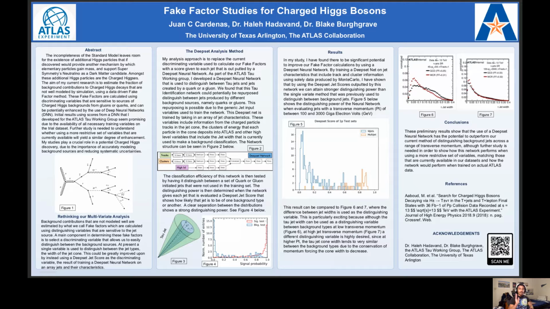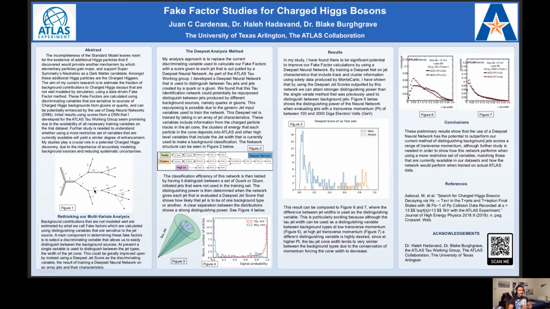All right, so hey everybody, my name is Juan Cardenas, and I am working on fake factor studies for the Charged Higgs boson. So you might have heard of the standard Higgs boson and its associated Higgs field that gives elementary particles their mass. But what is the Charged Higgs boson?